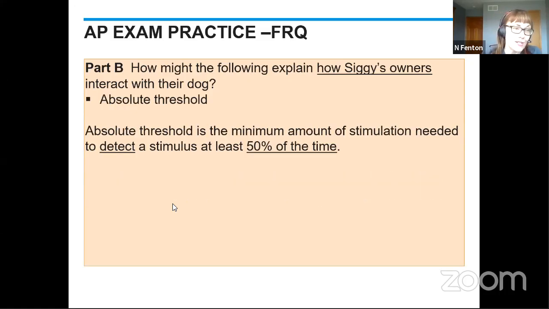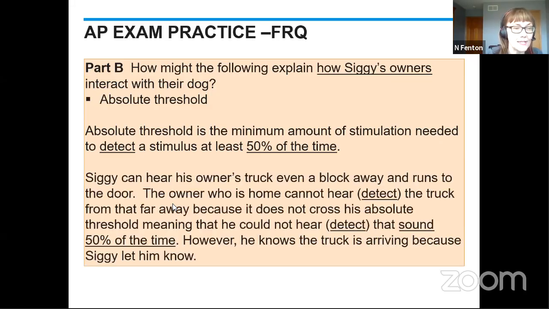Next term is absolute threshold from sensation and perception. And here, this is about the minimum amount of stimulation a person or a dog needs to detect a stimulus at least 50% of the time. So you have to be careful here. It's the minimum amount to detect something, because if you use a couple different words, you could veer into difference threshold, right? It's very similar sounding, but that's the minimum amount of change, that's difference that you could sense 50% of the time.